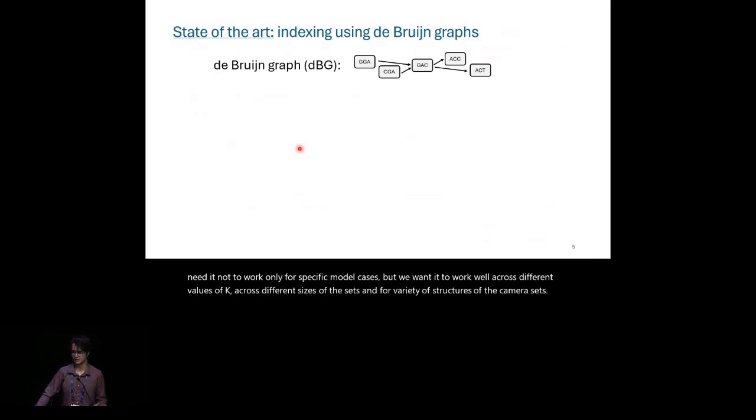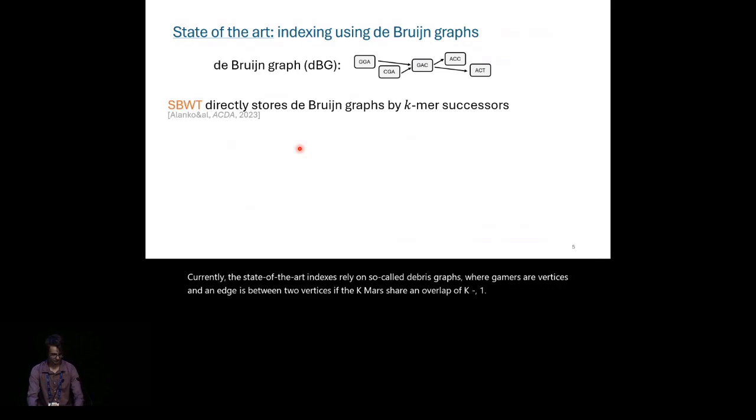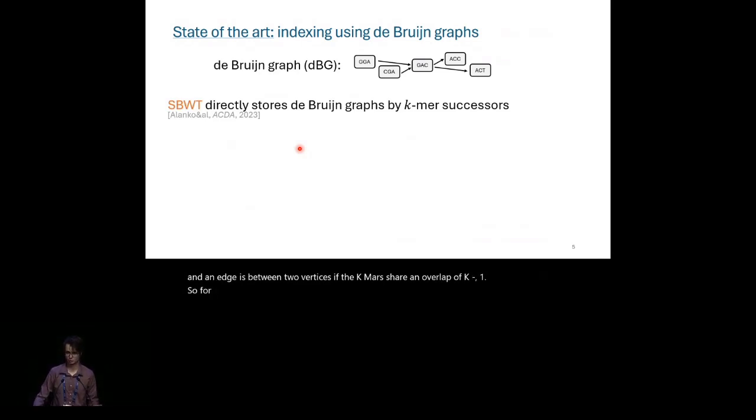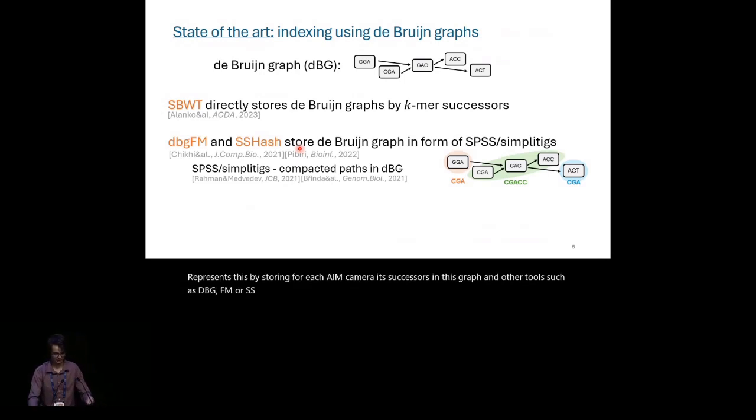Currently, the state-of-the-art indexes rely on so-called De Bruijn graphs, where k-mers are vertices and an edge is between two vertices if the k-mers share an overlap of k-1. So for instance, the Masked Burrows-Wheeler Transform represents these by storing for each k-mer its successors in this graph, and other tools such as dbGFM or SSH store these De Bruijn graphs in the form of simplitigs, which are compacted paths in De Bruijn graphs.